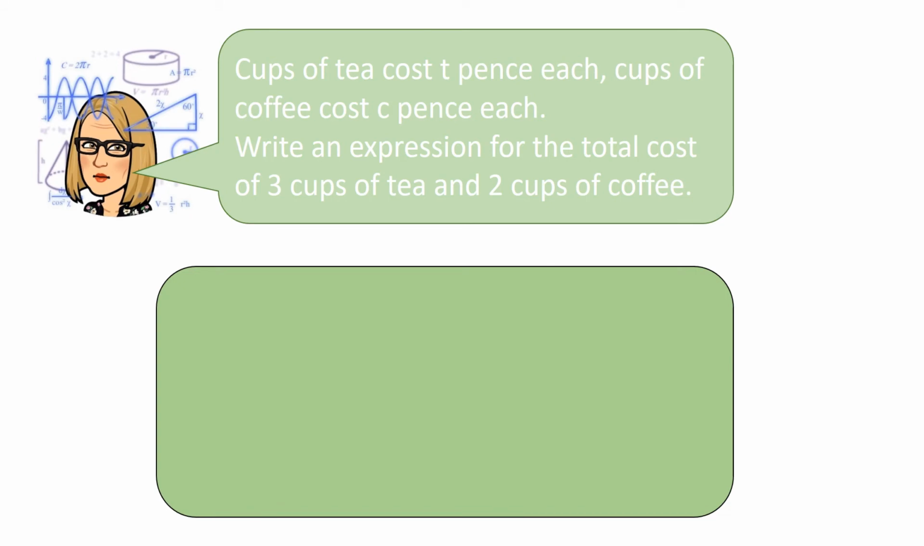Cups of tea cost T pence each and cups of coffee cost C pence each. Write an expression for the total cost of 3 cups of tea and 2 cups of coffee. Well, let's write an expression first of all for the 3 cups of tea. So I know that 1 cup of tea is T. If I bought 3 of them, that would be 3T. Added to that, so I'm going to use the addition sign there, is the price of 2 cups of coffee. So I know that 1 cup of coffee is C, but I'm buying 2 of them. 3T plus 2C.